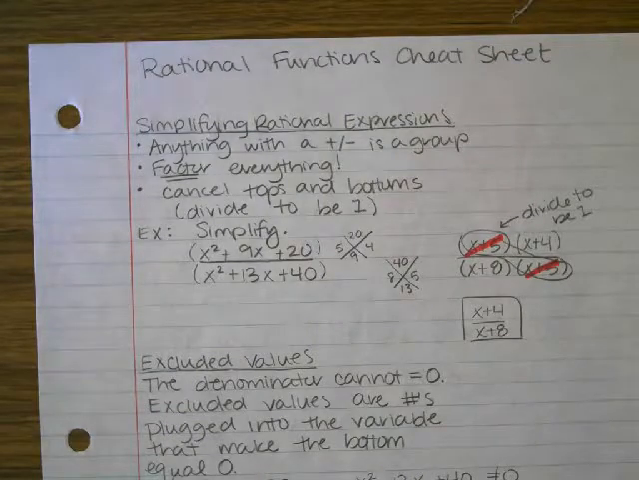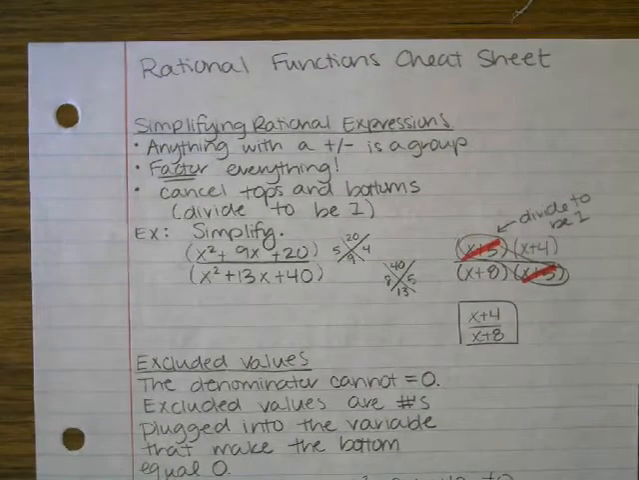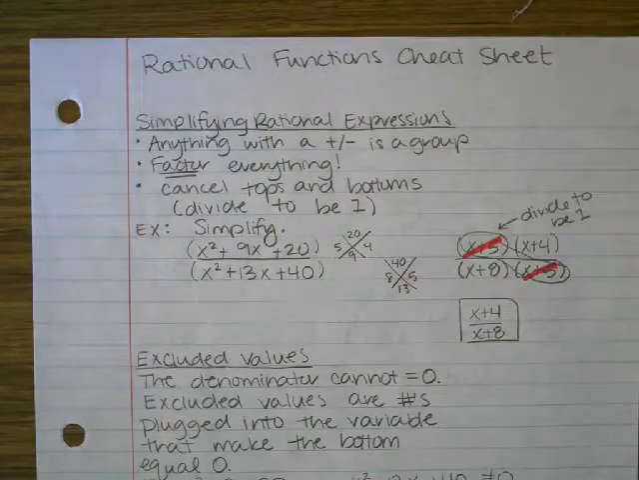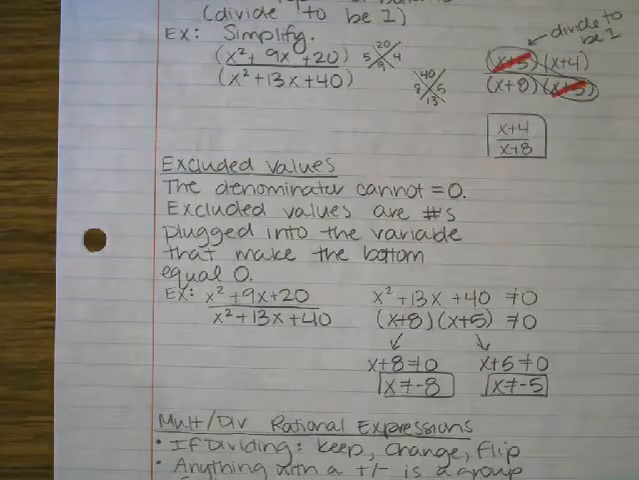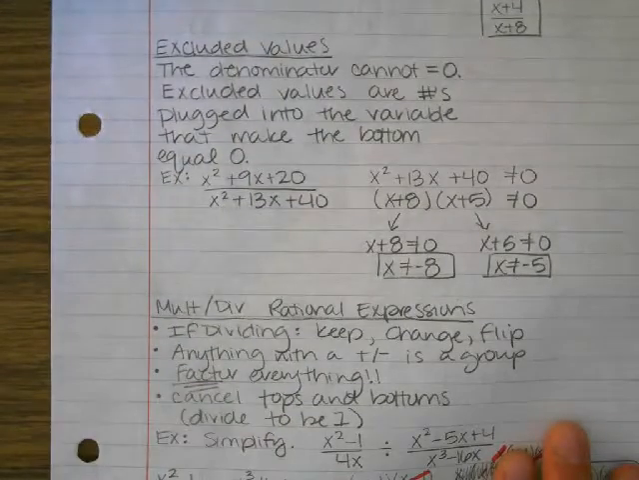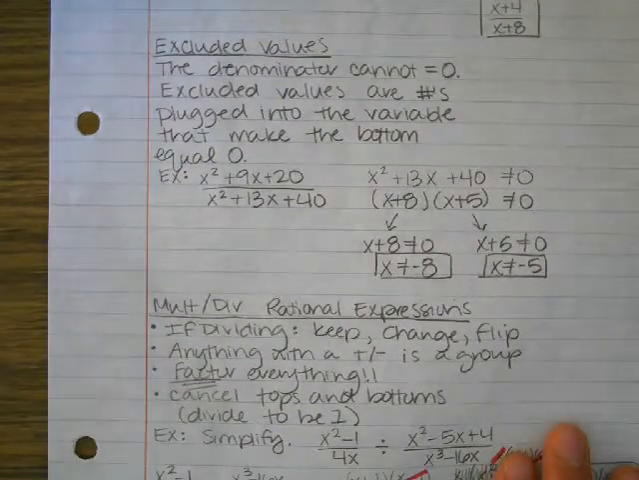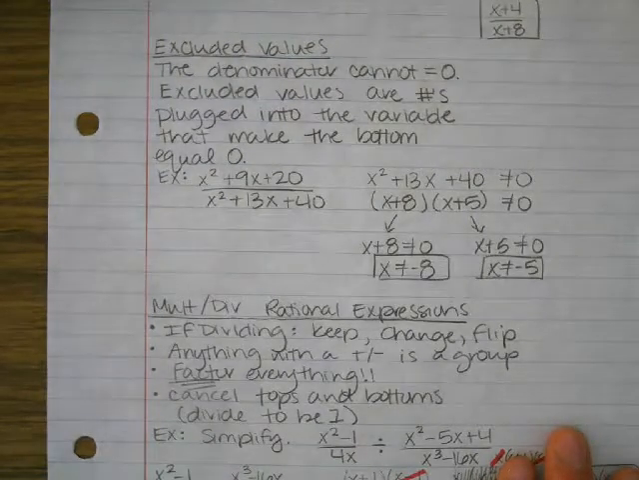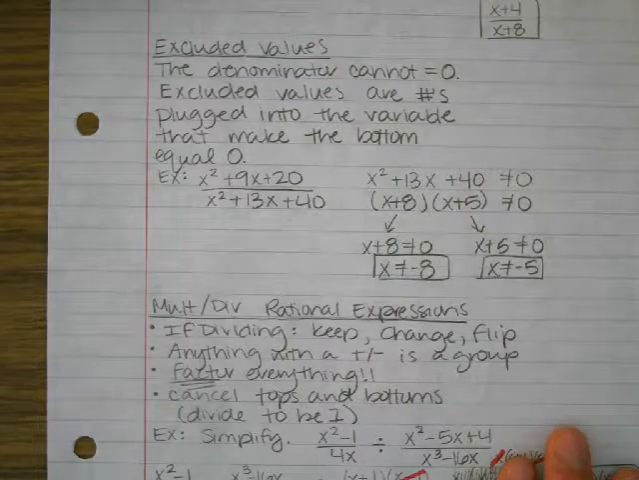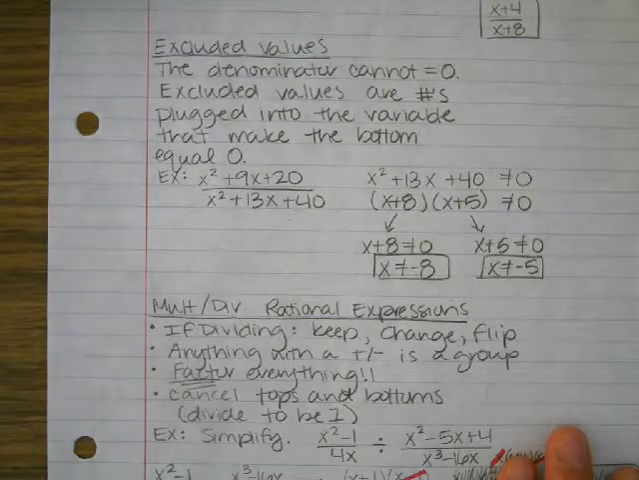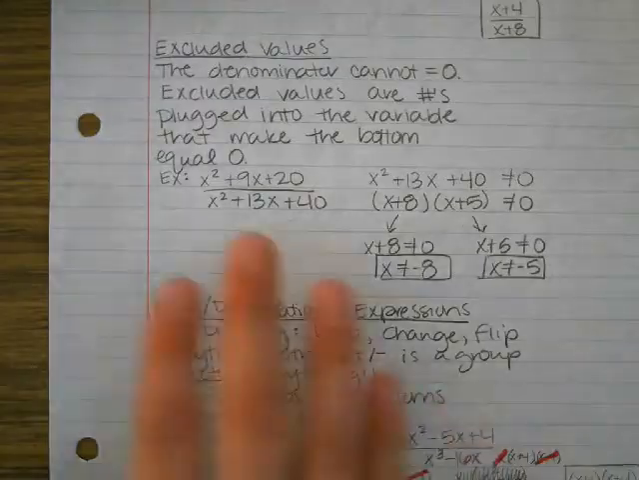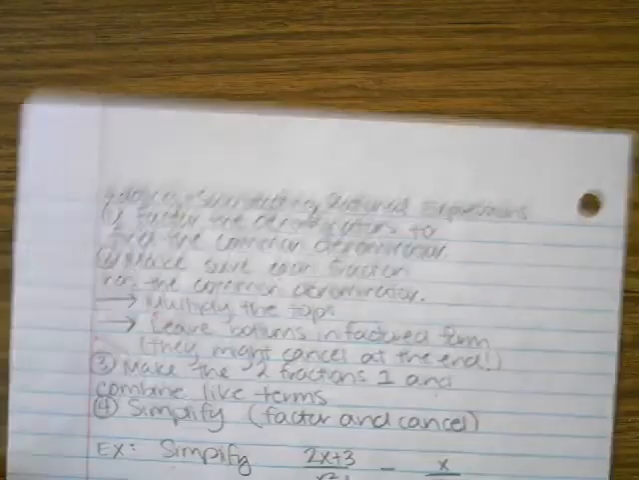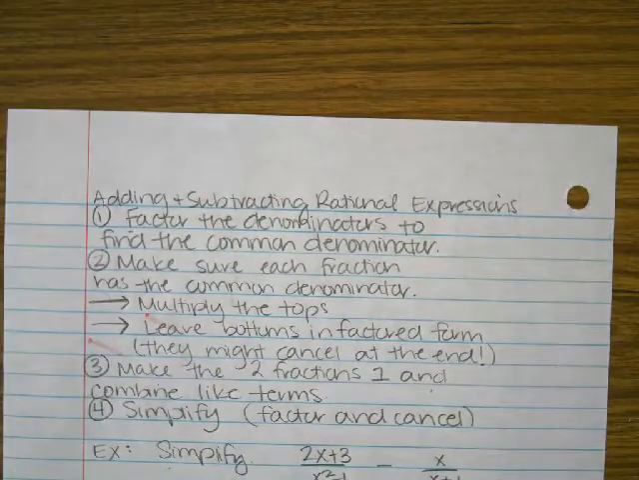So your cheat sheet currently has all this stuff on it. We've got simplifying rational expressions. We've got excluded values on there. We have multiplying or dividing rational expressions. You should have common denominators, right? That was something you added on your own. Then the last thing that we added was adding and subtracting.